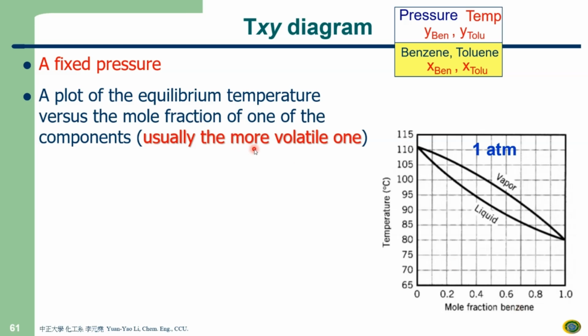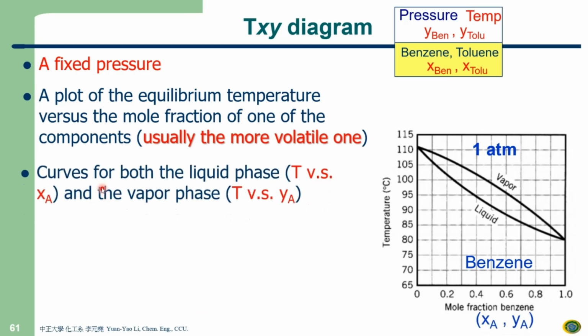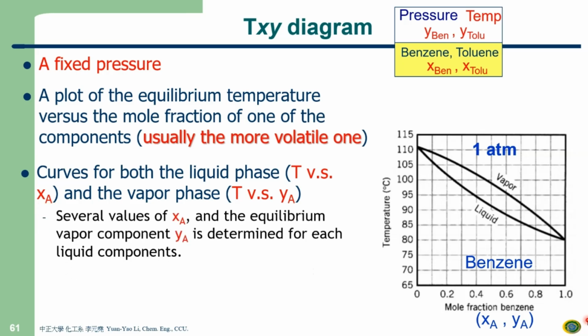You can have benzene or toluene as the fraction here, but normally we use the more volatile one. Benzene has a higher volatility compared to toluene, so you use benzene here. The curves for both the liquid phase and the vapor phase, T versus XA or T versus YA, are all addressed to A, and A is benzene.